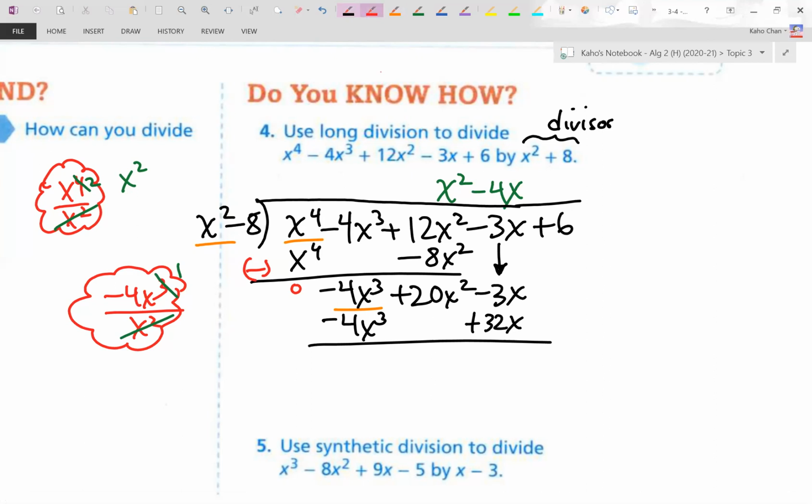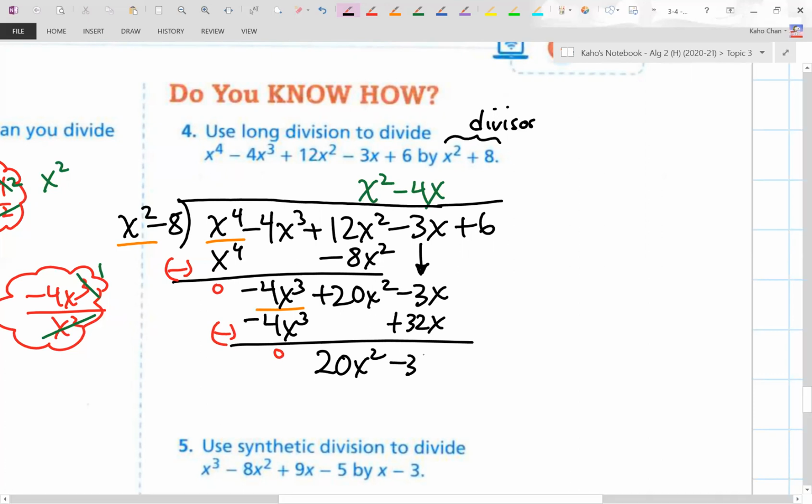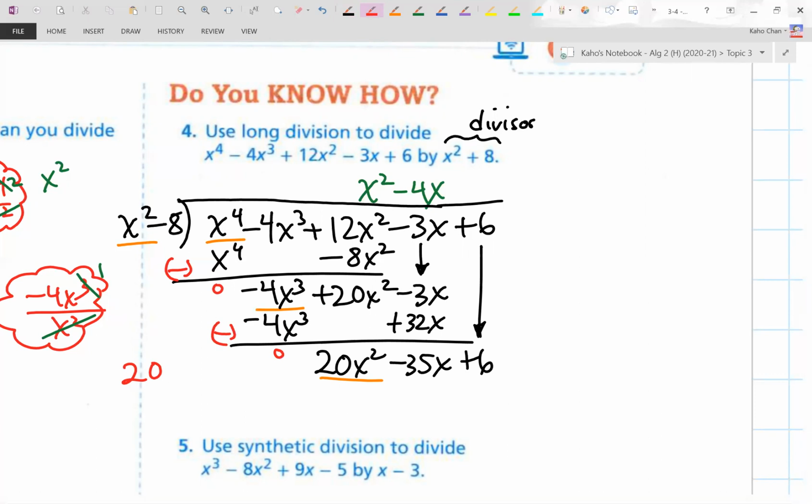Subtract. Okay, first columns go away, of course. We have the 20x squared by itself, bring that down, because that minus nothing is still the same. And then the last column, negative 3 minus 32 is negative 35x. And let's bring down the next term in my polynomial from the dividend and start all over. 20x squared. Okay.